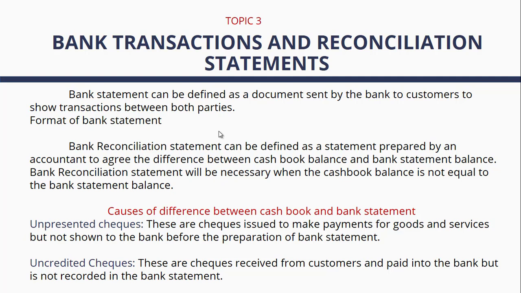So it is said to be a periodic document that is sent by the bank to the customer, which shows transactions between parties for a particular period of time. If you look at a bank statement, it shows dates, particulars, debit, credit, and balances. Anything on the debit side will reduce the balance of the customer. Anything on the credit side will increase the balance of the customer.